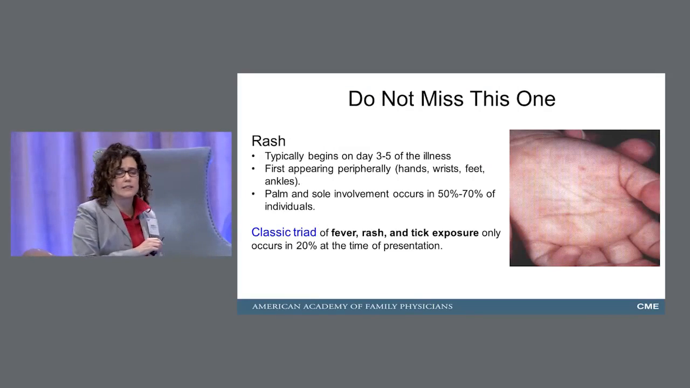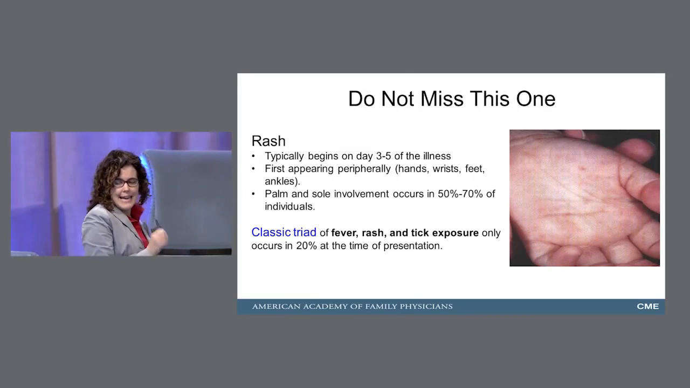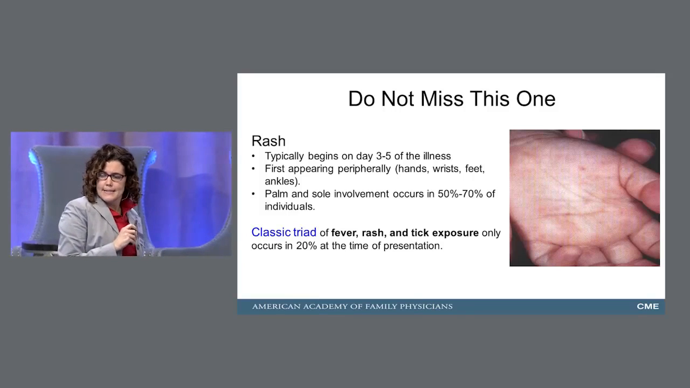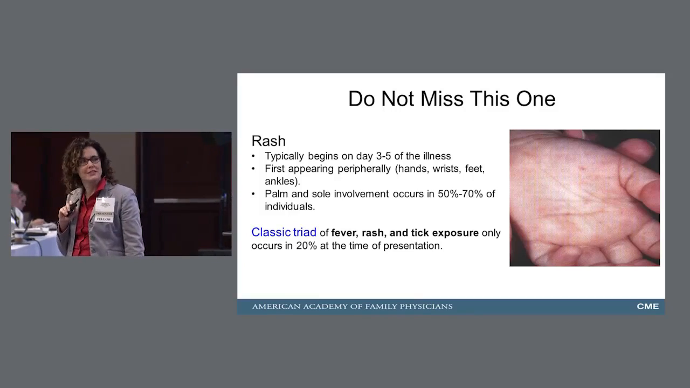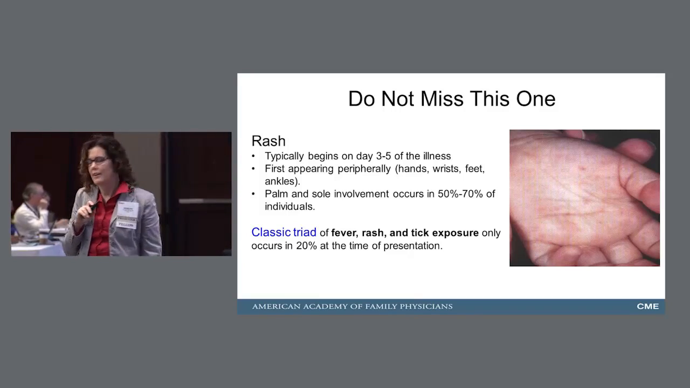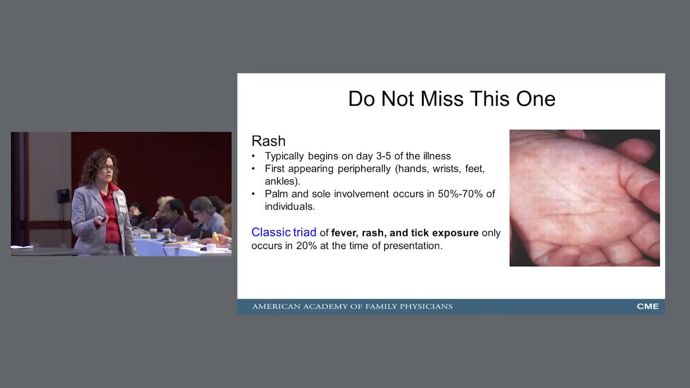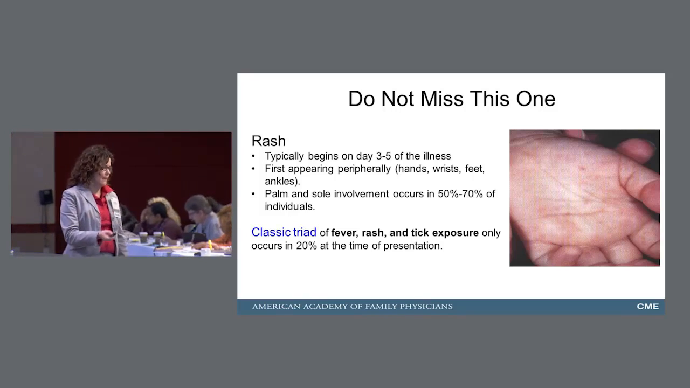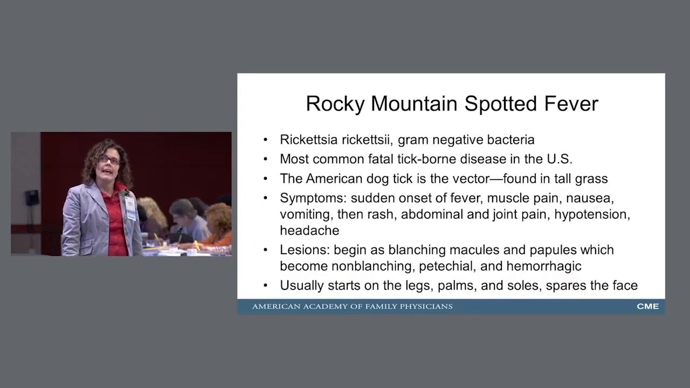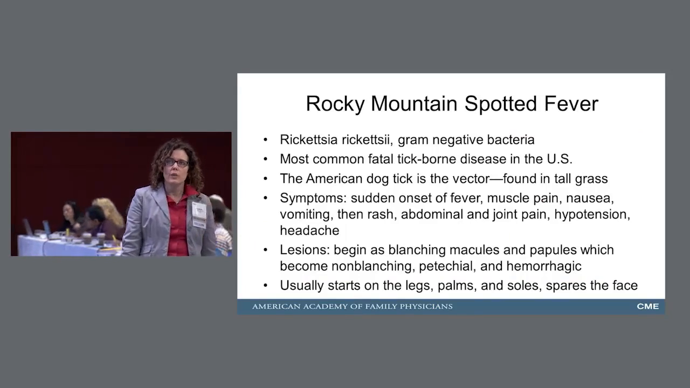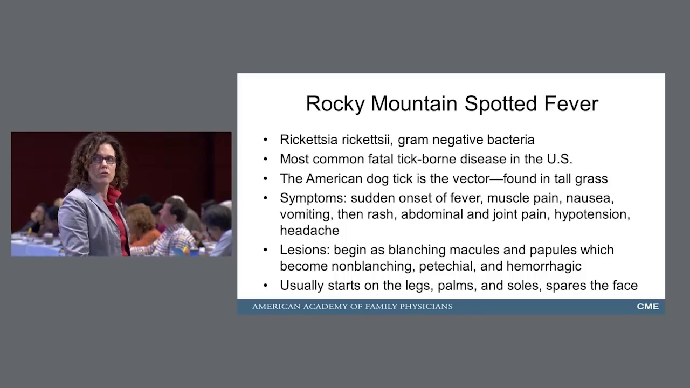So another rash on the hands typically begins, again, 3 to 5 days into the illness. First appears on the hands, feet, ankles. And this one has another classic triad, which you probably won't see that often, but you'll get it on a board question, which is fever, rash, and tick exposure. Only happens in real life 20% of the time. It happens 100% of the time on board questions. So what is this? It's Rocky Mountain spotted fever, one of the few things that shows up with rashes on hands and feet. It's the most common fatal tick-borne disease in the U.S. It's the American dog tick. Sudden onset of fever, muscle pain, nausea, vomiting, rash, abdominal and joint pain.